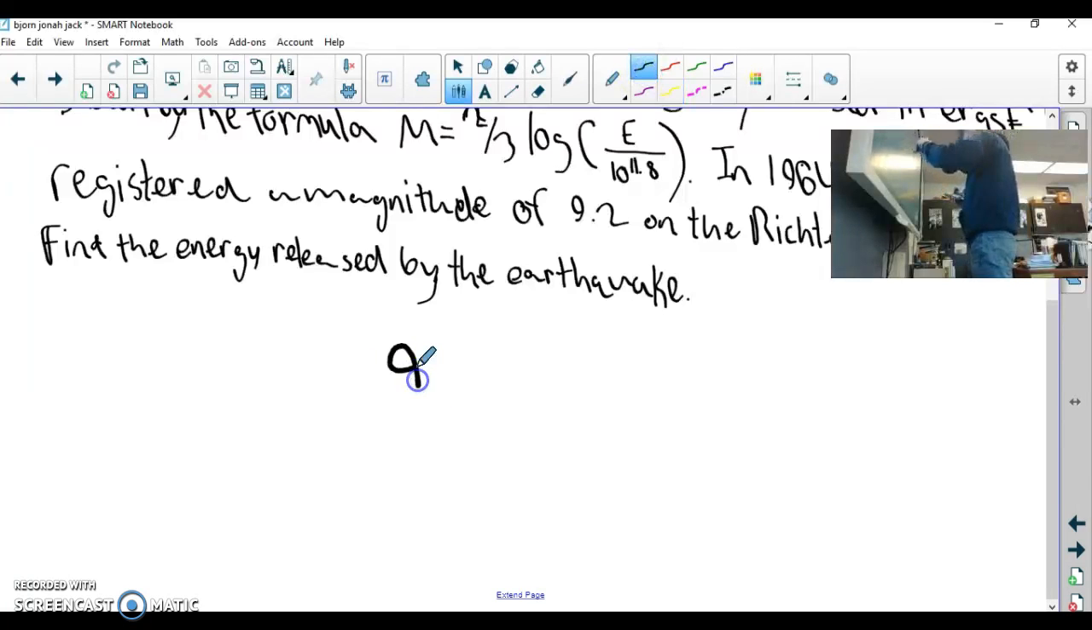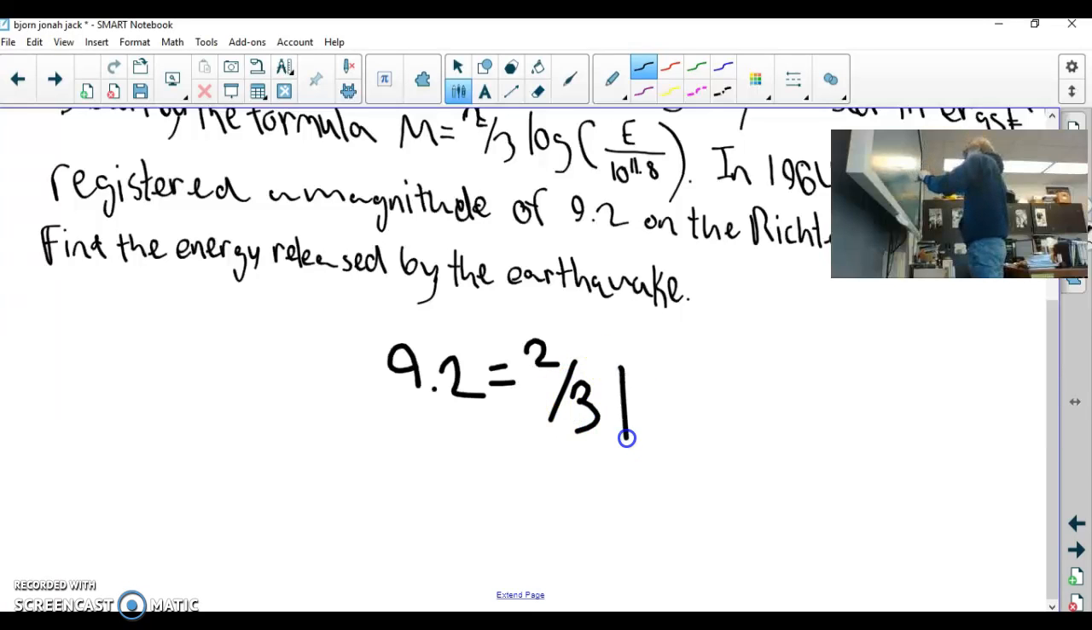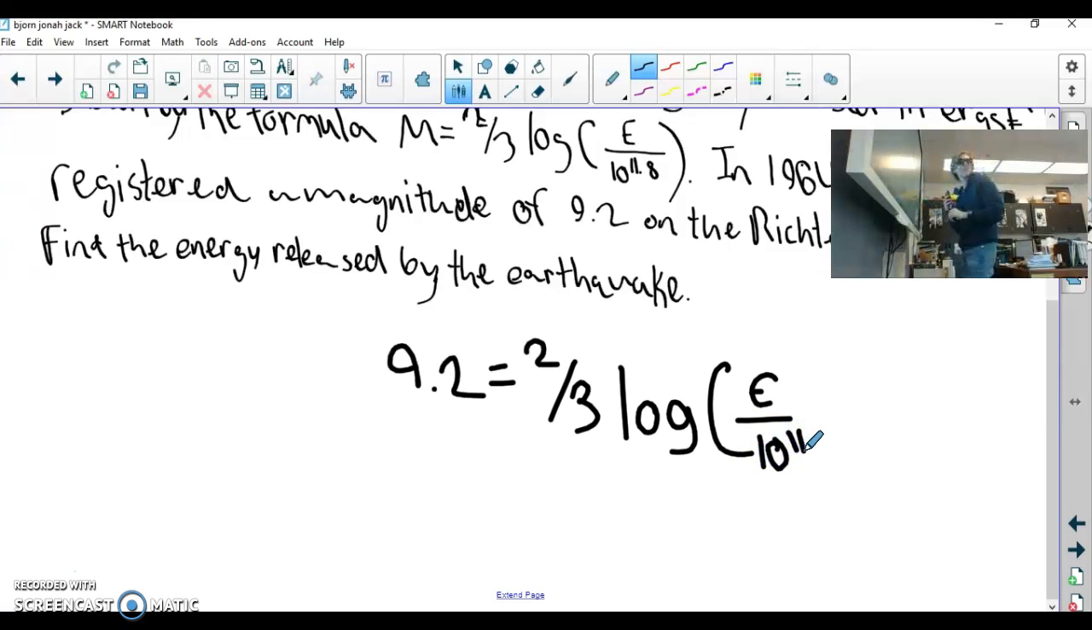So 9.2 equals 2 over 3 log E over 10 to the 11.8 power.